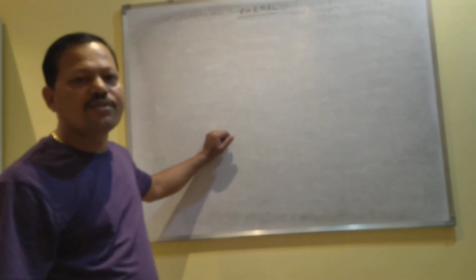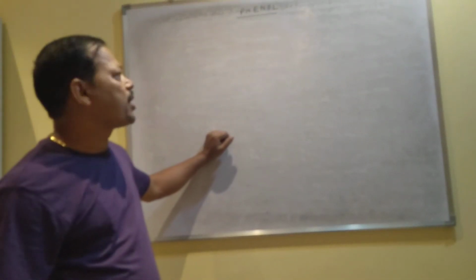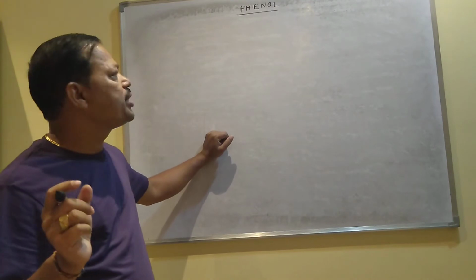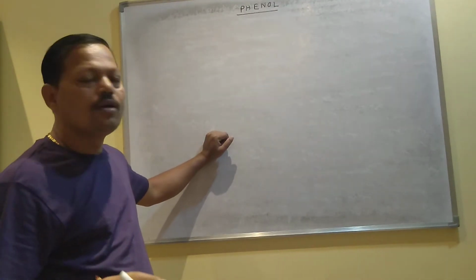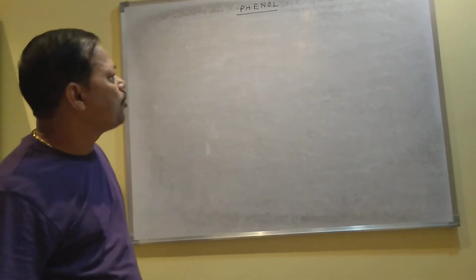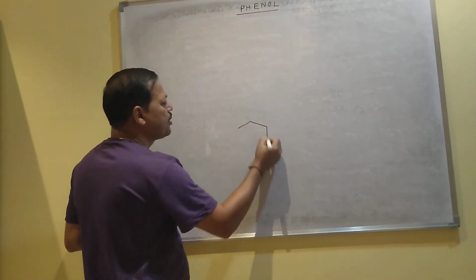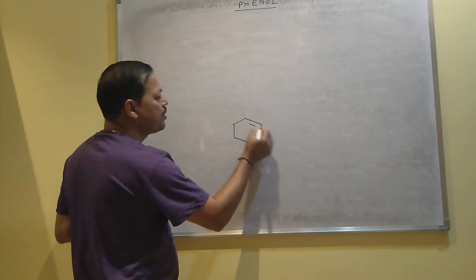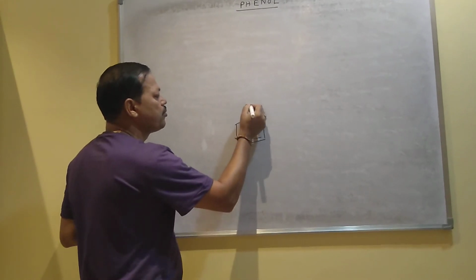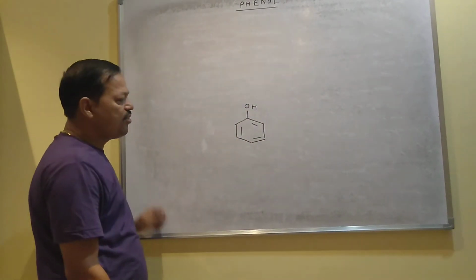Okay, now we'll start phenol. Alcohol, methods of preparation done, physical property, chemical property we have done. So now we'll move to phenol. You know, phenol means the compound in which the benzene ring contains a directly attached OH group. This compound is called phenol.